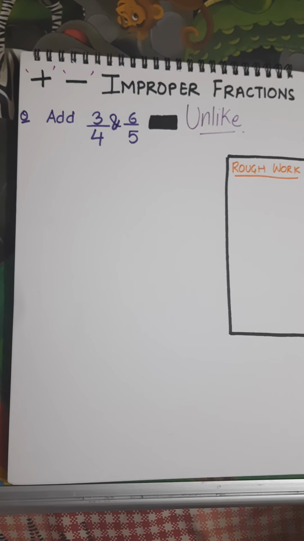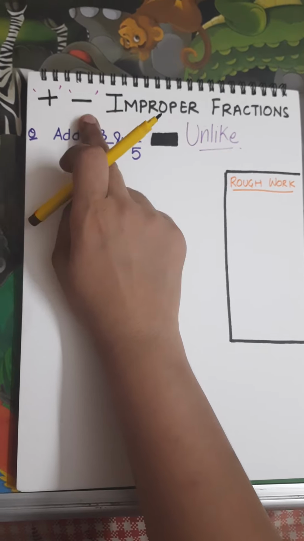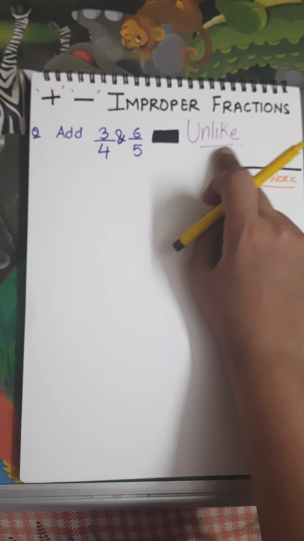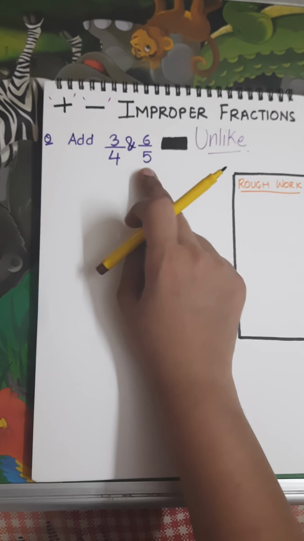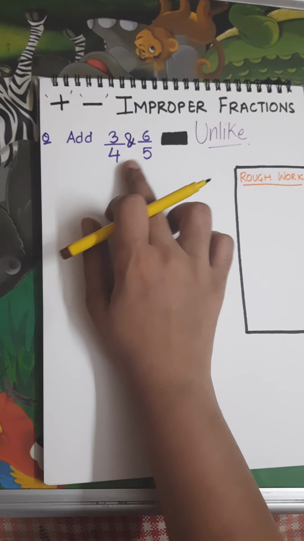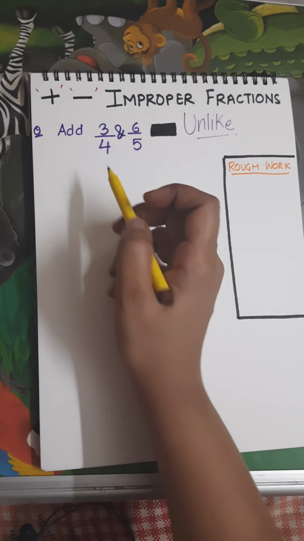Hey kids, welcome back. Carrying on with our fractions topic, today we are going to do addition and subtraction of improper fractions and also unlike fractions, whose denominators are different. So here our first question: add 3 by 4 and 6 by 5. Let's start solving this question.